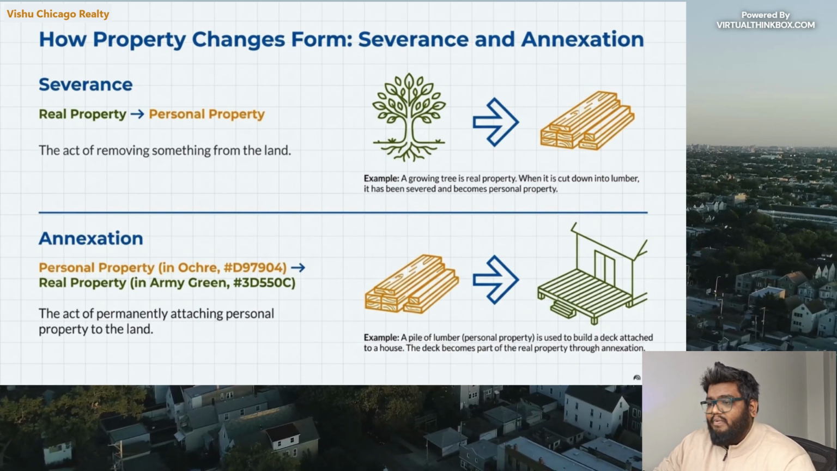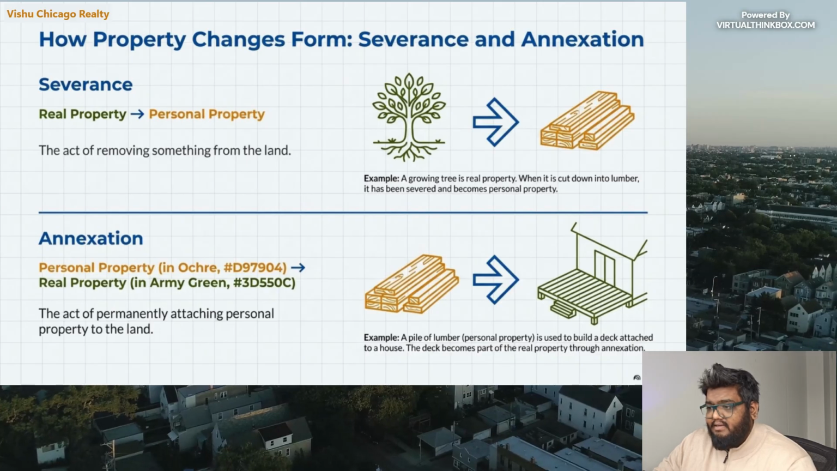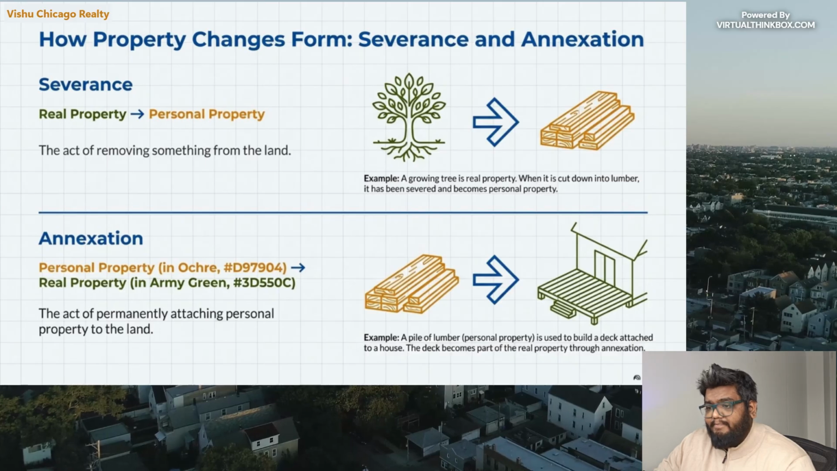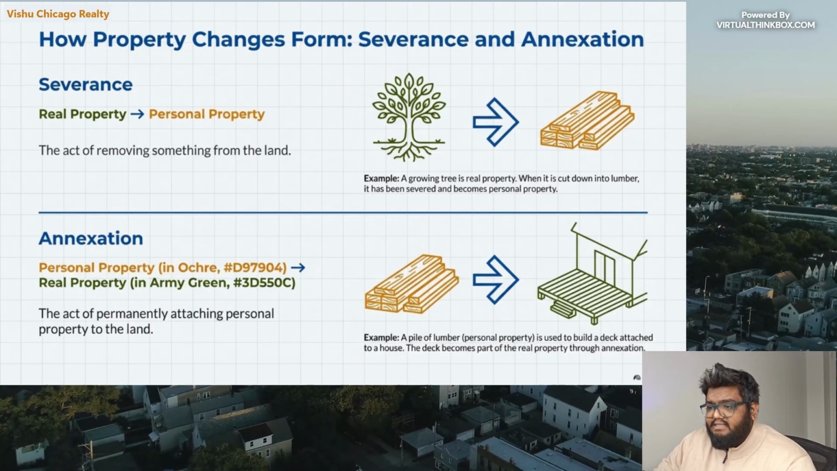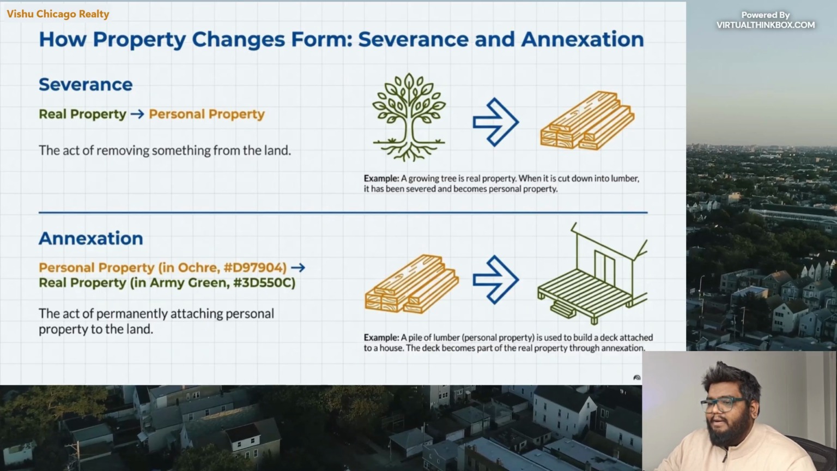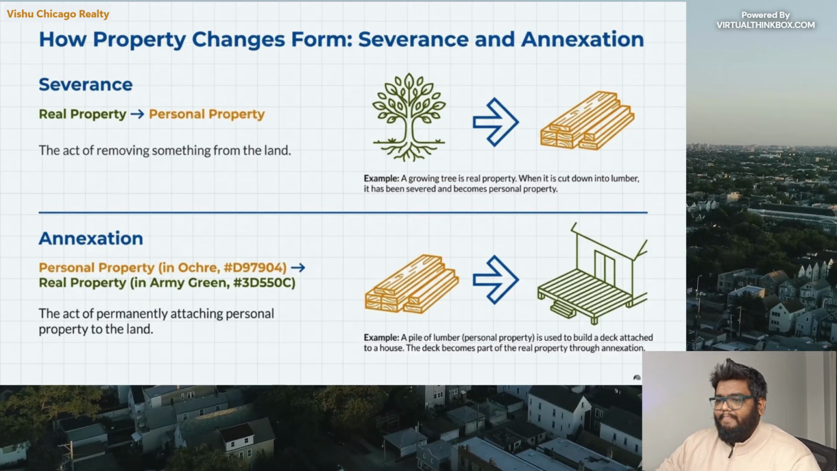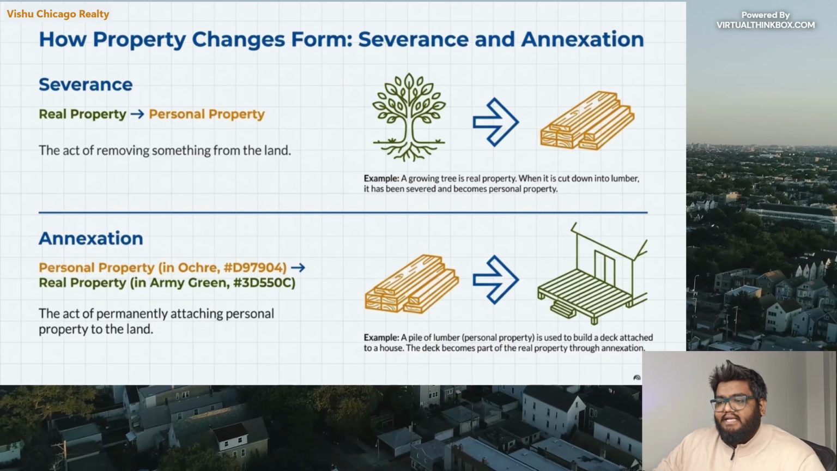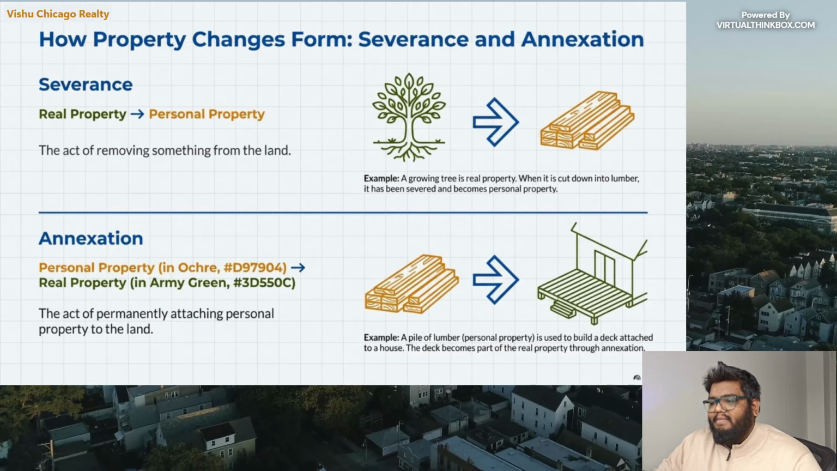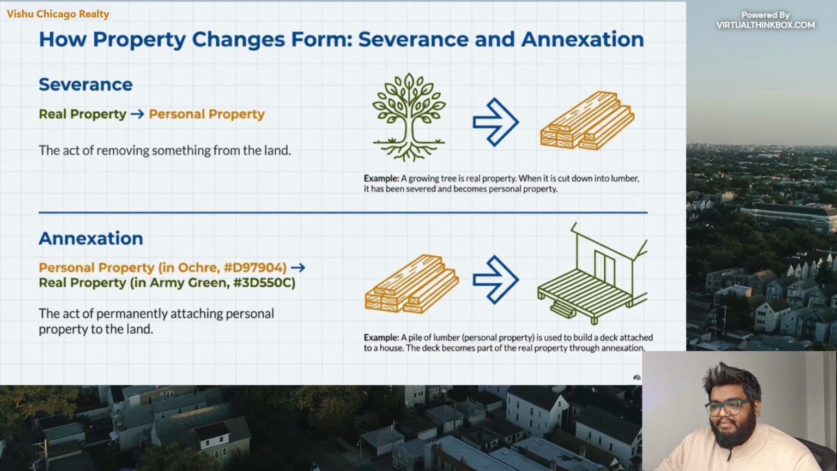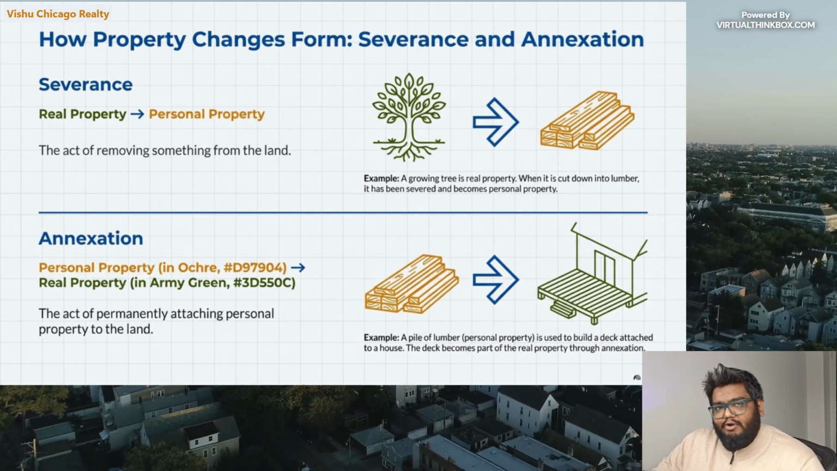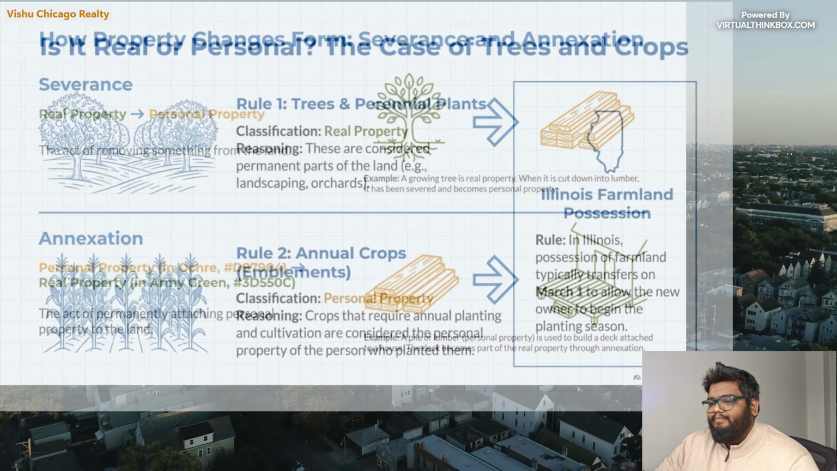Property can change its classification. Severance occurs when something is removed from the land, changing it from real property into personal property. For example, a tree is real property while growing, but once cut into lumber, it becomes personal property. Annexation is the opposite. When personal property is permanently attached to the land, it becomes real property. For example, lumber used to build a deck becomes part of the real property. Now you cannot take it away.